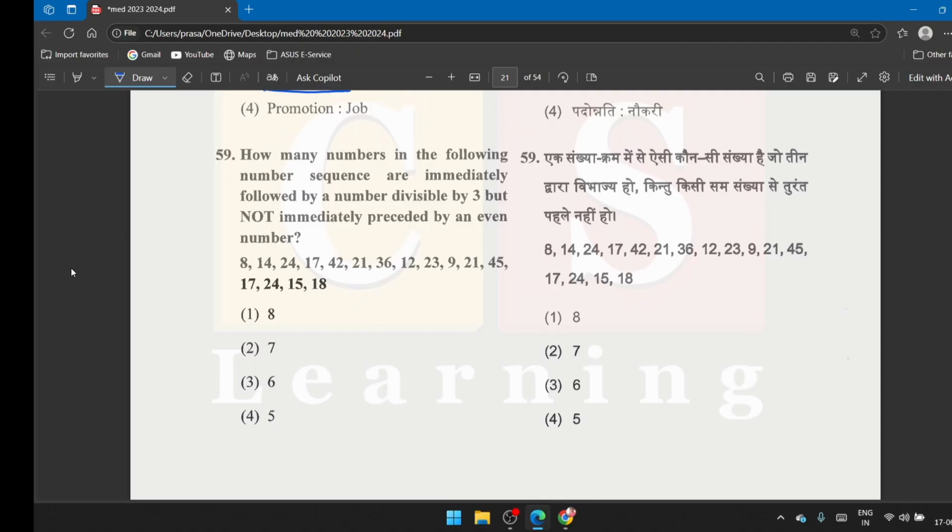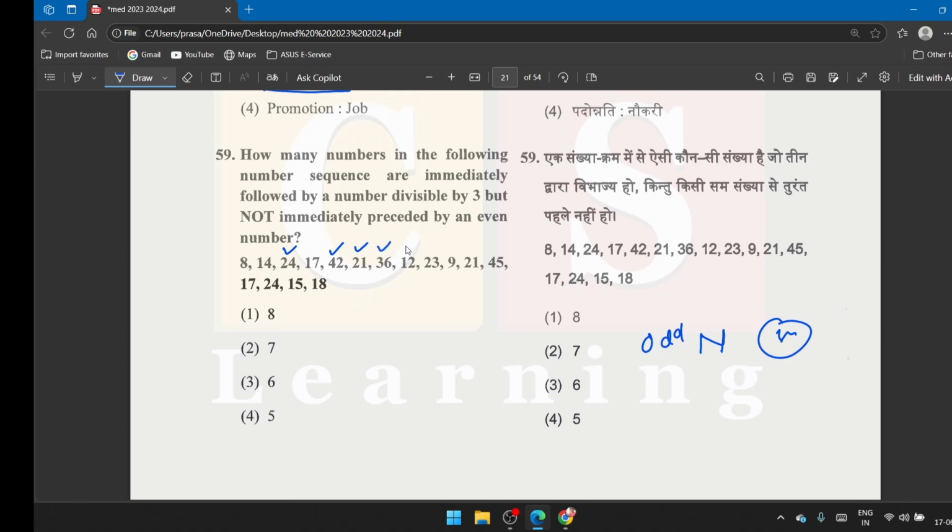How many numbers in the following number sequence are immediately followed by a number divisible by 3, but नॉट इमीडिएटली प्रिसीडेड बाय एन इवन नंबर. इसका मतलब क्या है कि एक नंबर है. ओके. नॉट इमीडिएटली प्रिसीडेड बाय एन इवन नंबर मतलब कि यहाँ पे एक ऑड नंबर होगी और यहाँ पे जो नंबर होगी वो हो जाएगी 3 से डिविजन. 3 से डिविजन वाली. तो 3 से डिविजिबल वाली कौन सी नंबर है आपकी? 24.